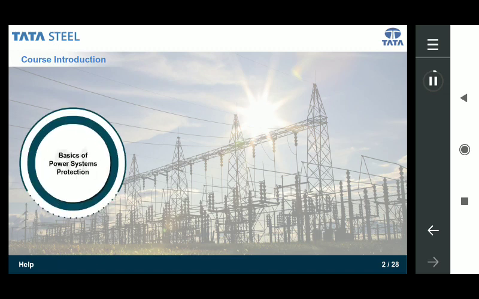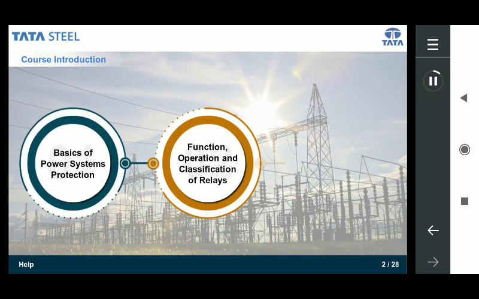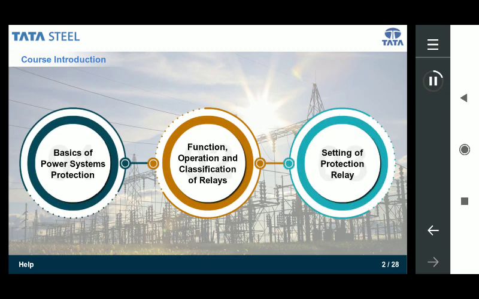Everyone, welcome to the second module of the e-learning course on Power System Protection. In the previous module, apart from discussing the nature of faults, types of faults, qualities and basic principles of protection, we have also discussed the components of protection till tripping and auxiliary supplies.